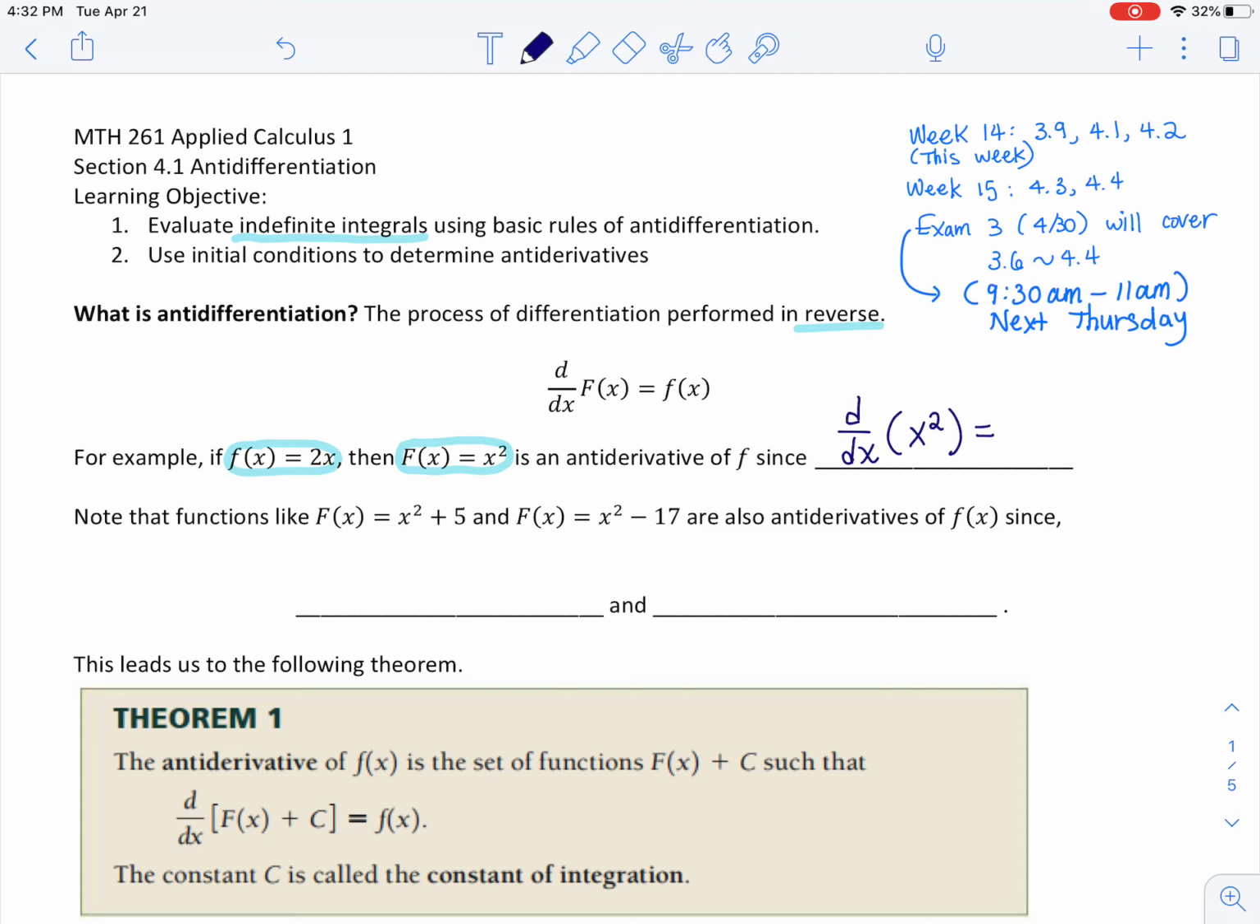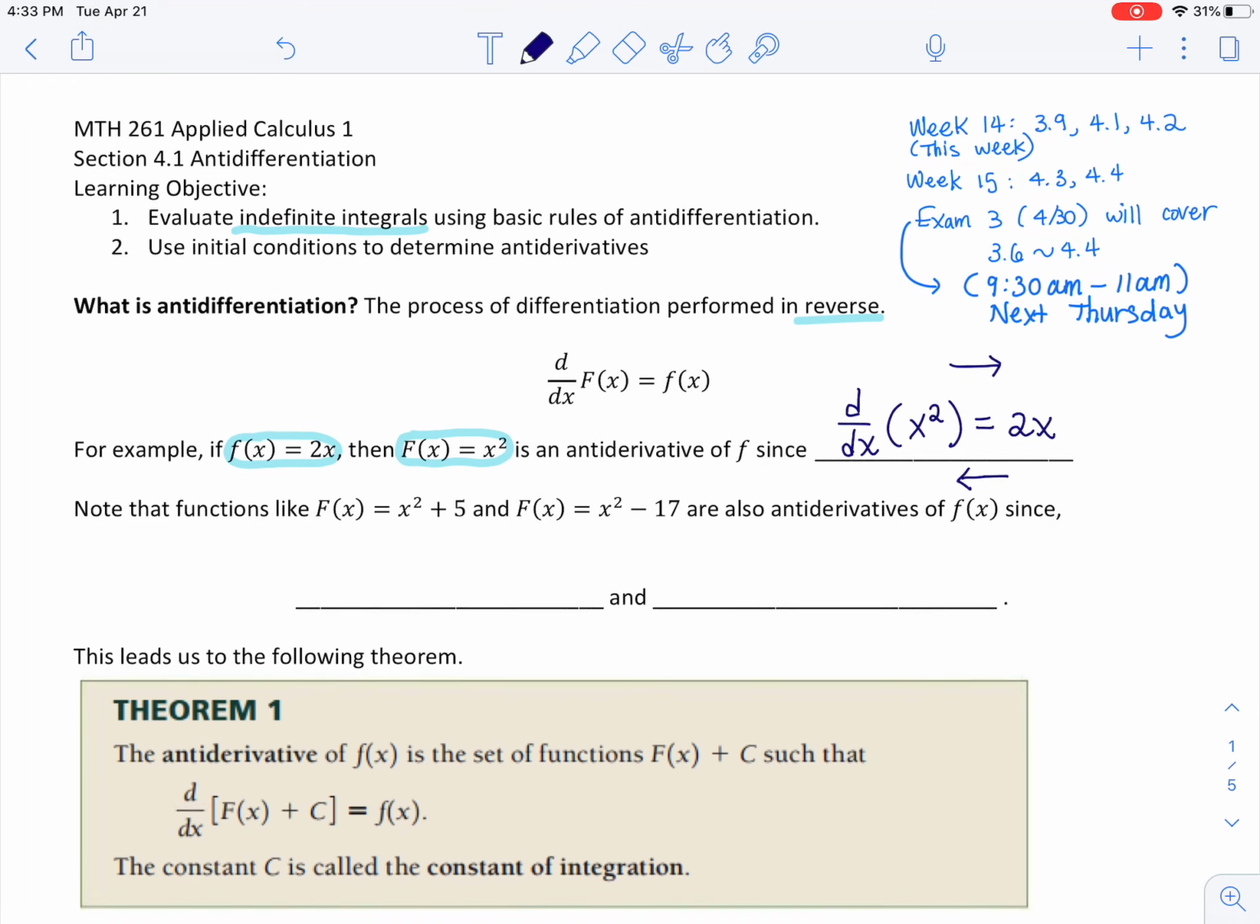If big F of x is x squared, what is the derivative of this big F of x, x squared? What's the derivative of x squared? That is 2x, right? So we were going this direction so far. I was giving you, hey, here's x squared, take the derivative, and you gave me 2x. What we're going to do now is we're going to go backward.